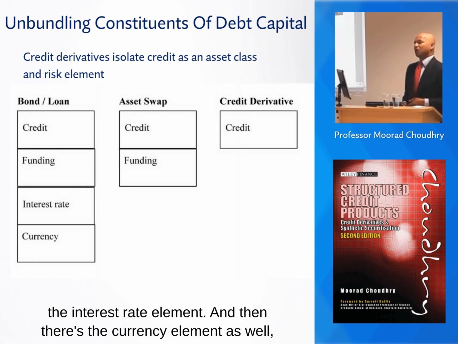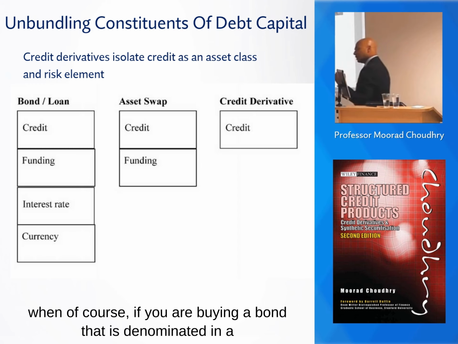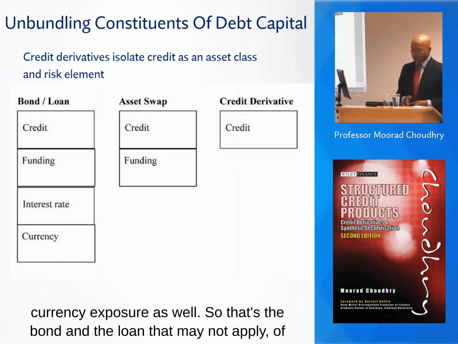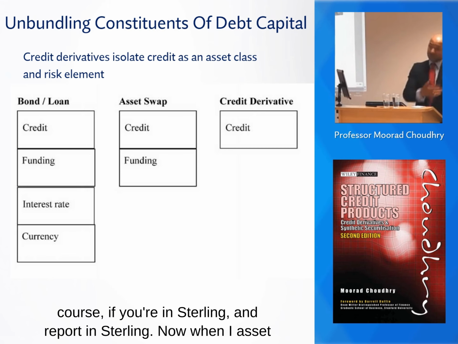And then there's the currency element as well, when, of course, if you are buying a bond that is denominated in a currency different to your reporting or home currency, you are taking on some currency exposure as well. So that's the bond and the loan. That may not apply, of course, if I'm in sterling and reporting sterling and I buy sterling.